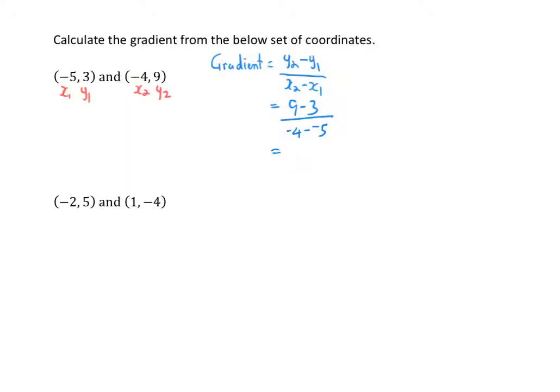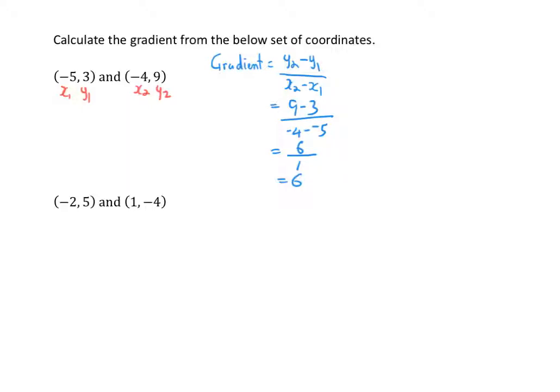So that's going to equal 9 minus 3 is 6. -4 minus -5 is equal to -4 plus 5, so it's going to equal 1. So my gradient between my two points is going to equal 6. Now, because that is a positive number, I can tell from the gradient that my line between those two points will be sloping upwards.